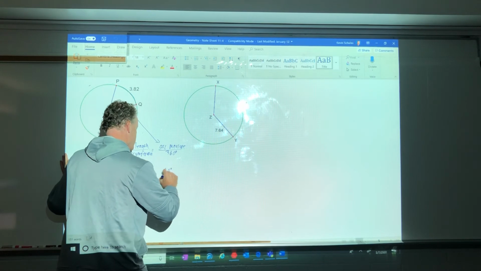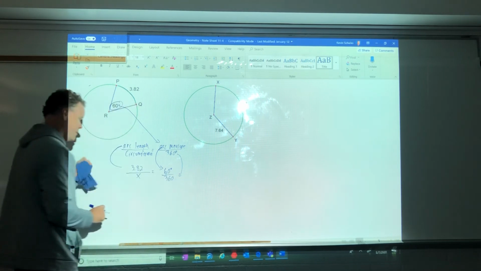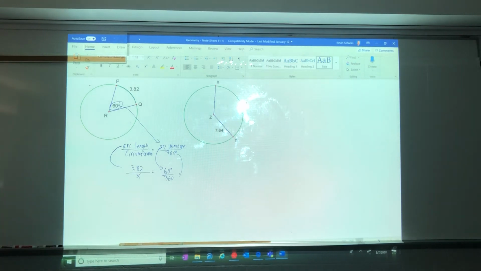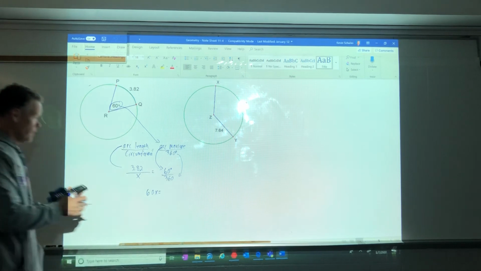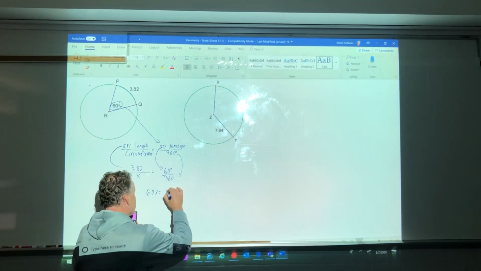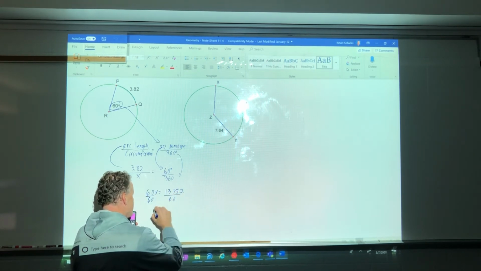And again, our 360 is always on the bottom. Once we get it here, we all know how to set up the proportion, and we all know that we have to cross multiply. Okay, so we're going to get 3.82, and we're going to get 60x equals 3.82 times 360. And that's going to be 1,375.2, and then we divide that by 60.